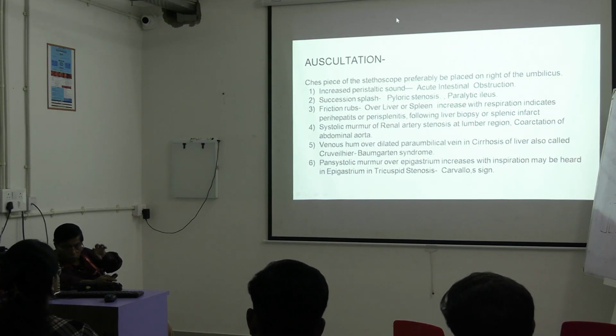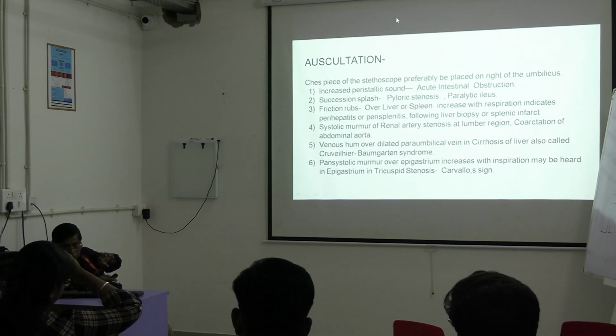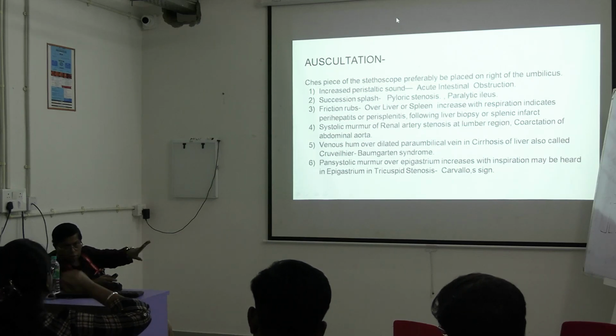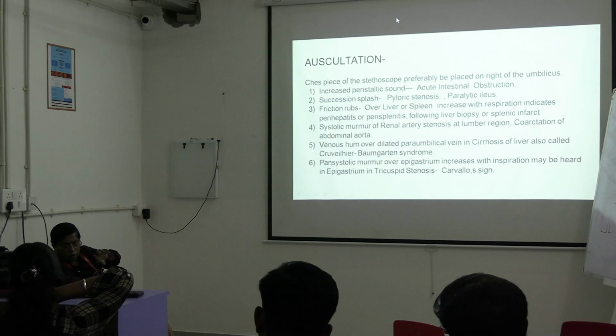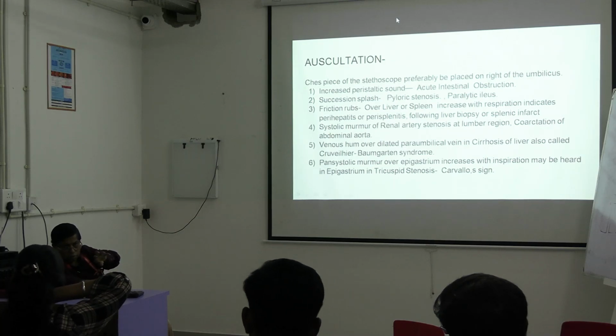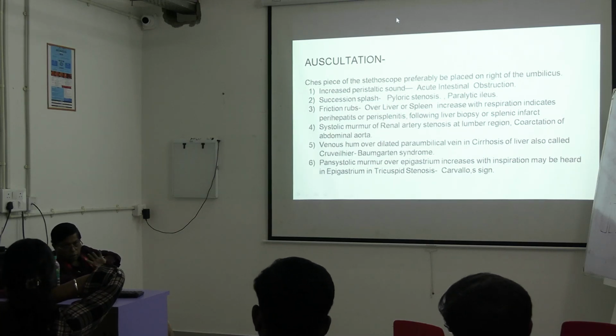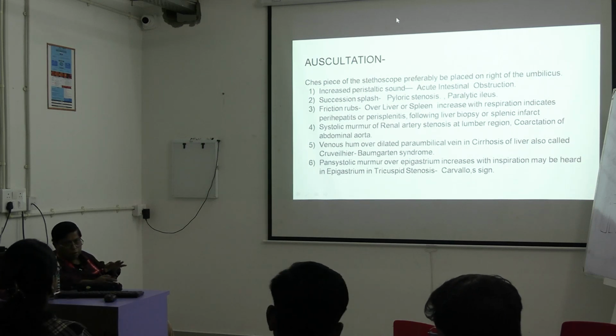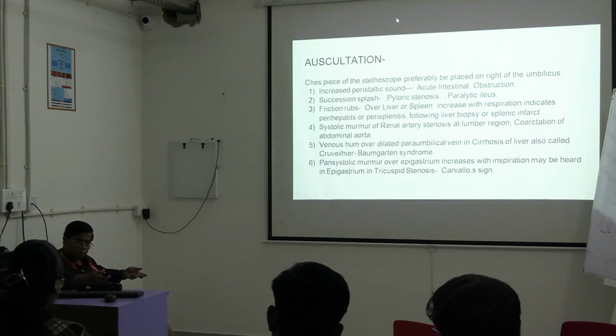How about the veins, the lateral veins? Because there is increased flow. The paraumbilical vein is draining into the vein and there is increased flow, so there is a murmur over the veins. It is called a hum, venous hum. It is not called a murmur, it is called a hum, but it sounds like a murmur.